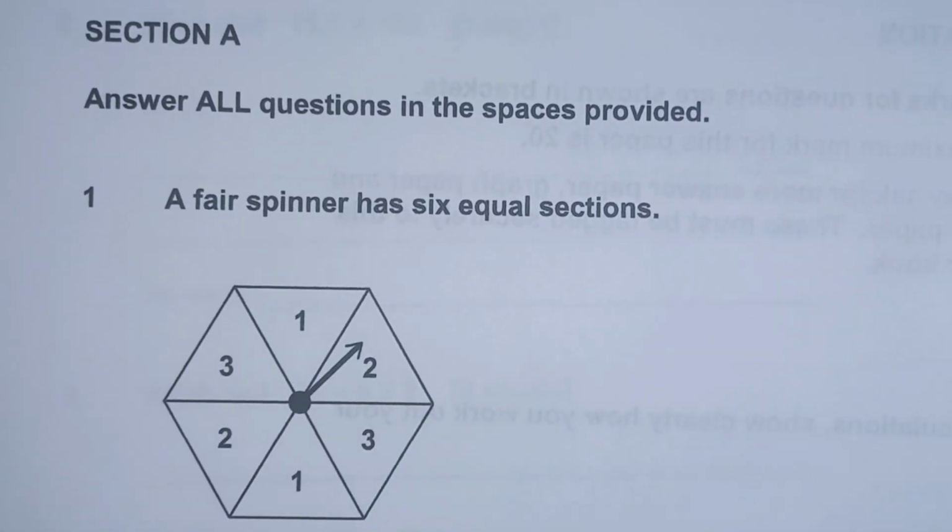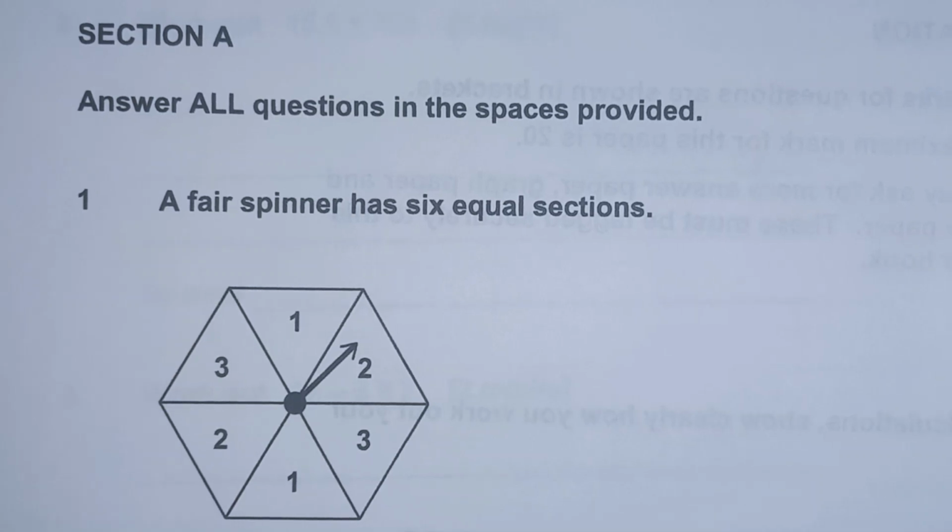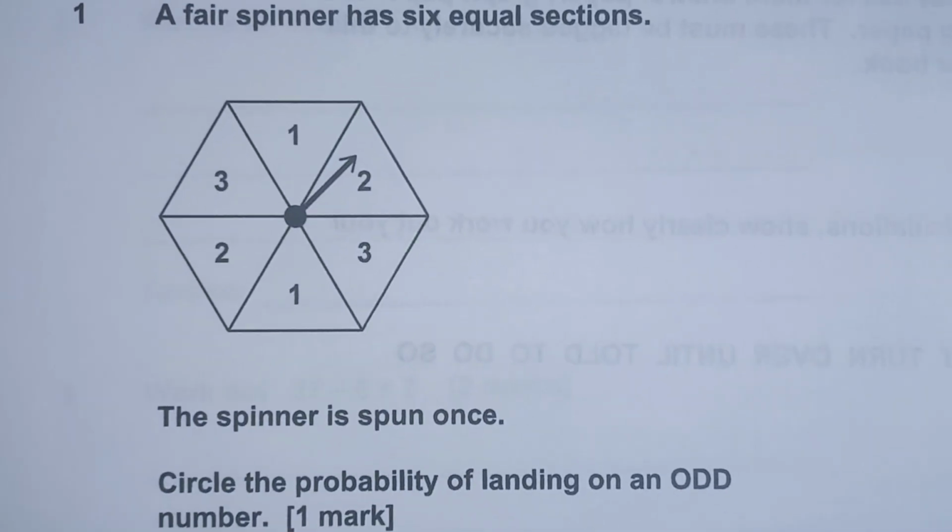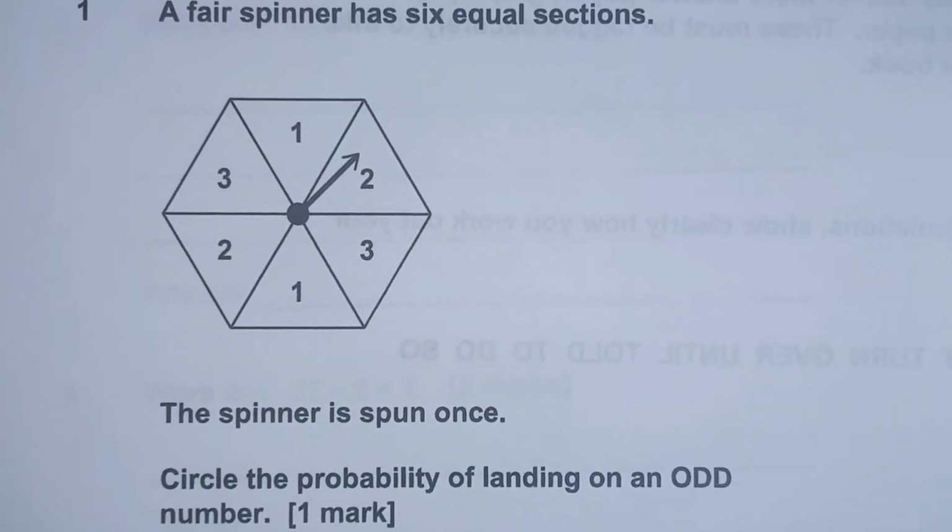Okay, question 1. A fair spinner has 6 equal sections. Let's move this up a little bit. The spinner is spun once. Circle the probability of landing on an odd number. Right, so we've got some probabilities to choose from, but first of all, let's work out what we think the answer should be, and then let's see if that's one of them.